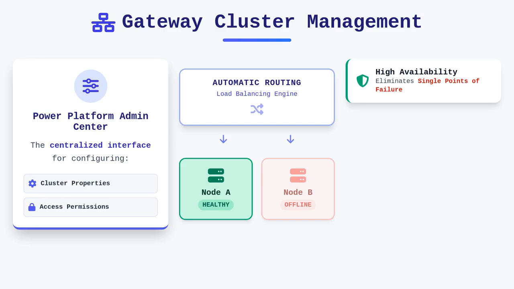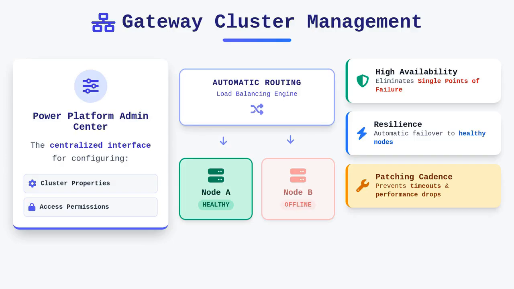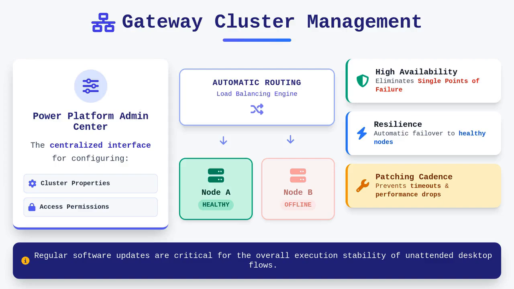Proper maintenance should always include a regular patching cadence, as running an outdated version of the gateway software can lead to communication timeouts and degraded performance metrics that impact the overall execution stability of your automation solutions.